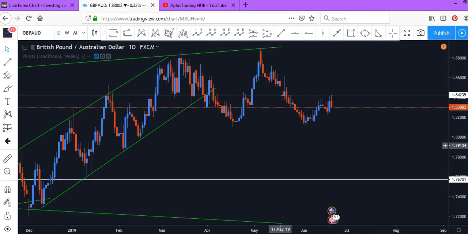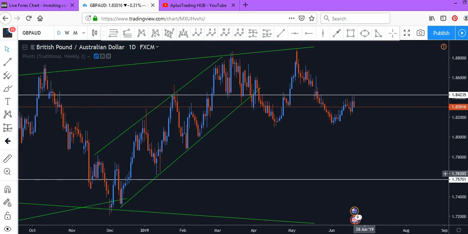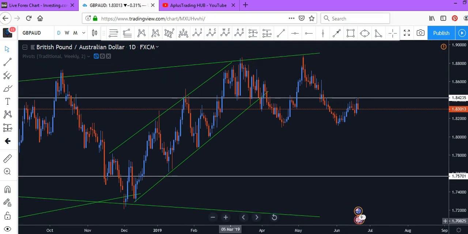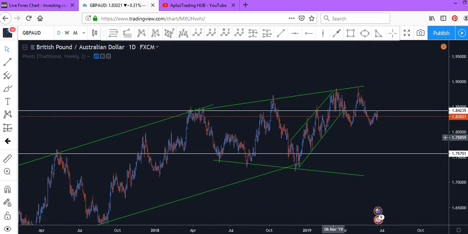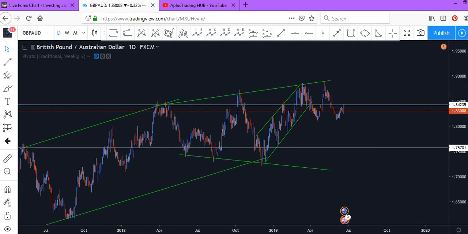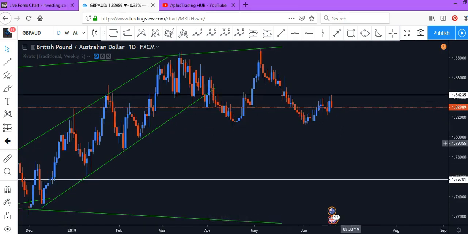On the GBP/AUD, our projection was that since we had this expanding triangle on the daily, price would come all the way back down to this support area here. But right now price is stalling above this place. So let's zoom in and see what is happening there, what is keeping price there.